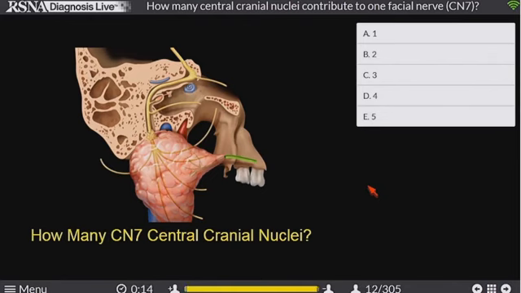So anytime we think about perineural tumor spread, we're thinking about imaging from the origin nucleus all the way out through the end organ. So we think about the brainstem. We want to start imaging behind the pontomedullary junction and kind of go out through the face. And we think about these nuclei as usually extending up and down in the brainstem. So how many central cranial nuclei contribute to one seventh nerve?